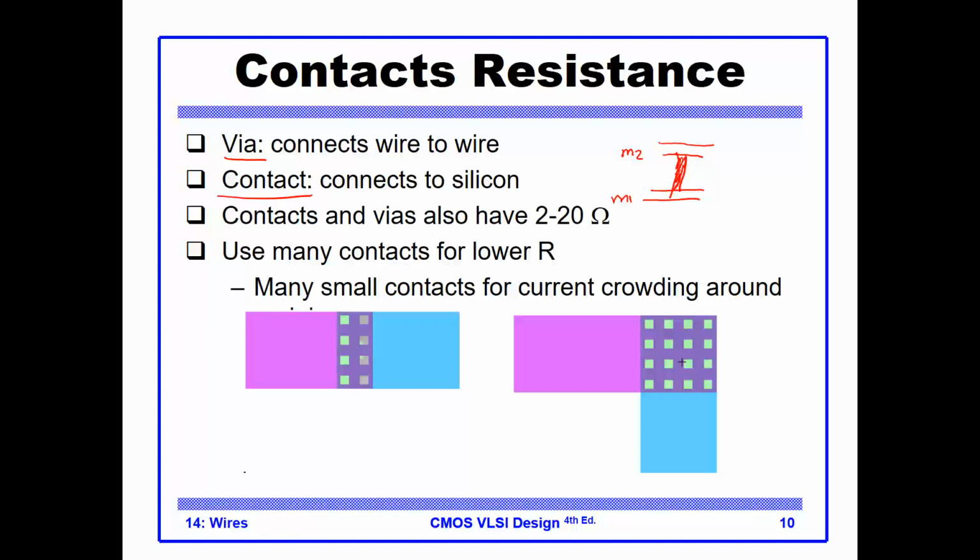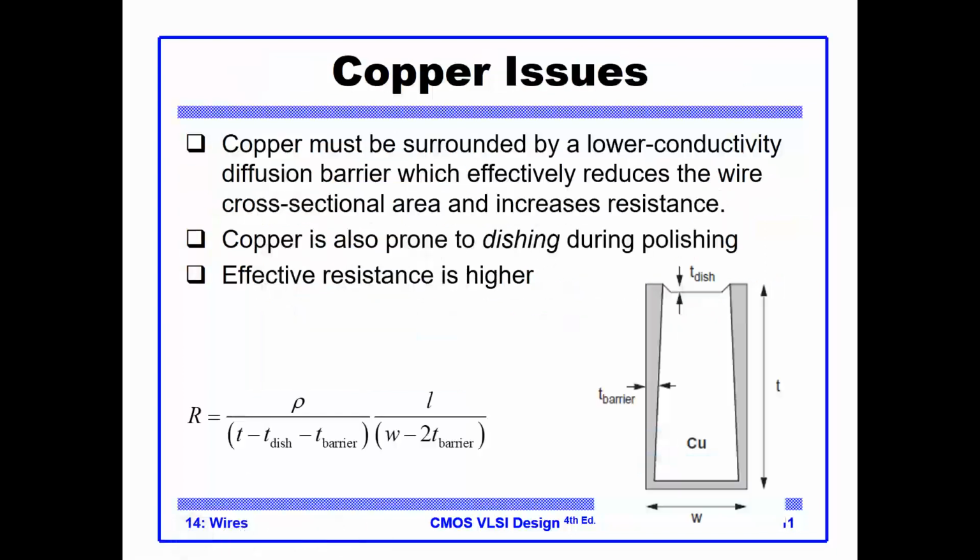More interestingly, when metal 1 touches the surface of the silicon, I have to have something called a contact. So this is a via from wire to wire. This is a via, and this is a contact between metal and silicon. They have some extra parasitic resistance that we need to account for.